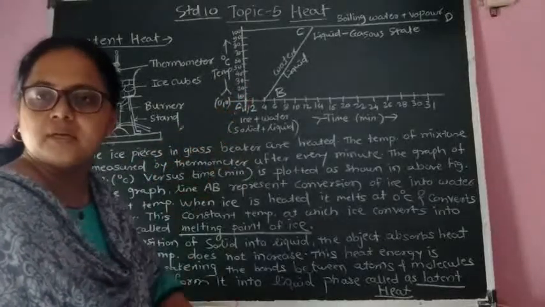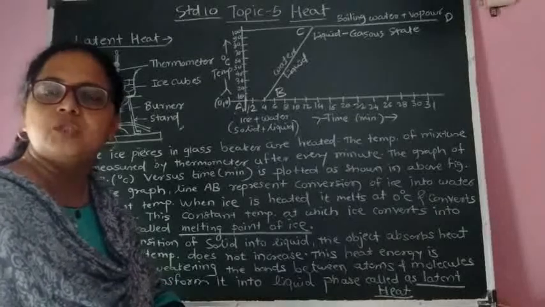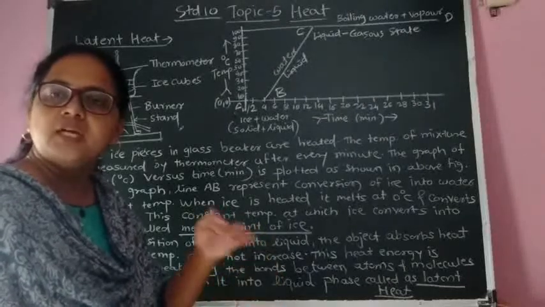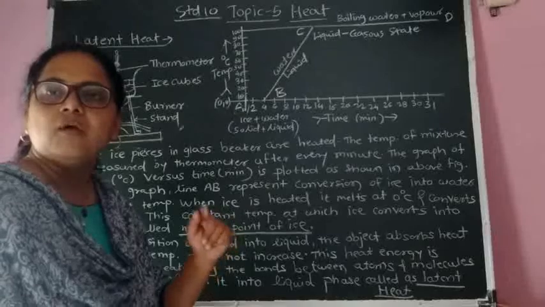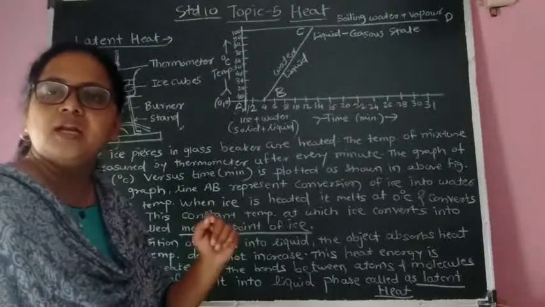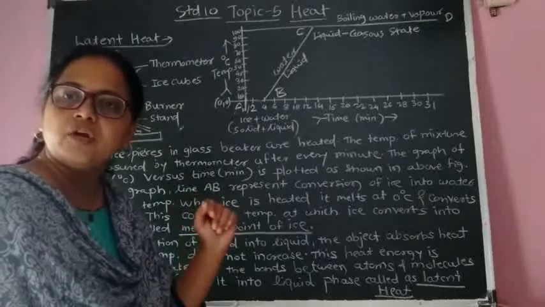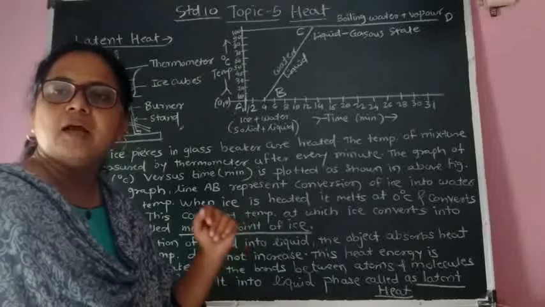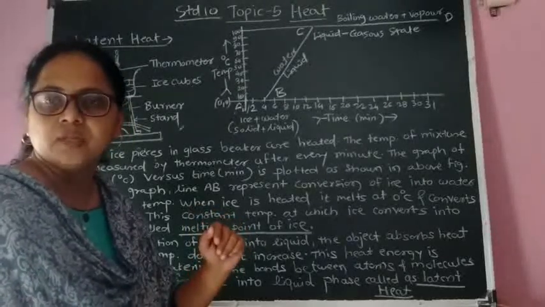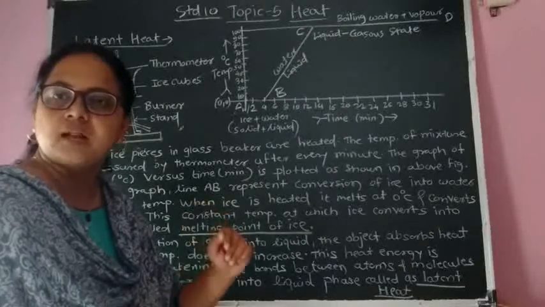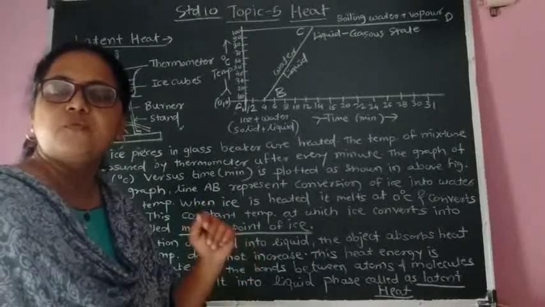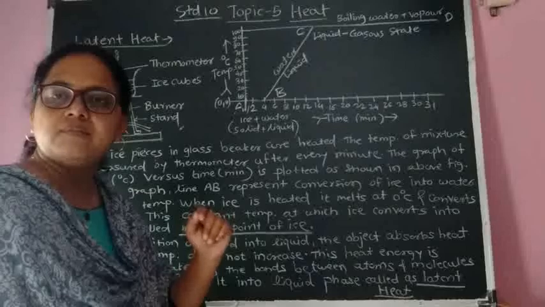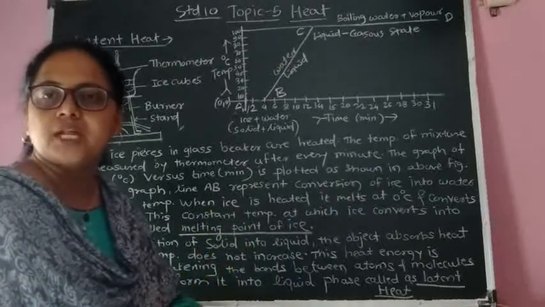What does this graph represent? This graph actually represents conversion of solid into liquid and liquid into gas. And during this conversion, heat is absorbed. We have to learn 4 definitions related to this graph: melting point of ice, latent heat of fusion, boiling point of water, and latent heat of vaporization. So during the explanation of this graph, you have to write these 4 terms.